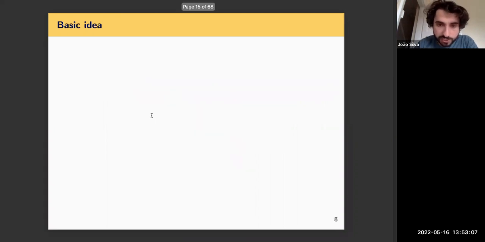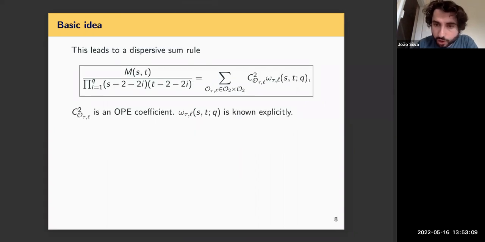Each of these residues is proportional to the OPE coefficient of the operator that is exchanged, and the rest of the residue depends on something called Mack polynomials, which are basically the analog of conformal blocks. The point is that this omega that I'm showing you here is known explicitly. It's a complicated function, but we know it explicitly, and we can just calculate it whenever we want.